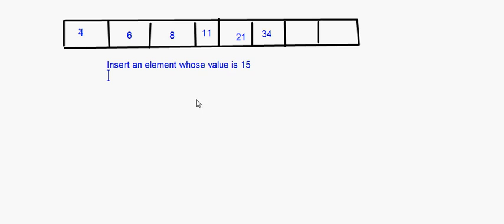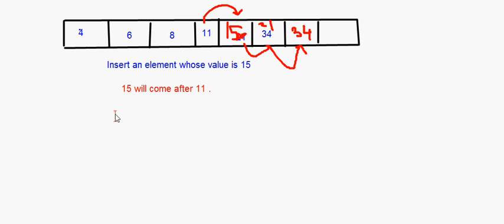Now when we look at this array, we know that 15 is to come in this position. 15 is to come after 11. So when I have to put 15 here, this is the place where 15 has to be put. If I put 15 here, then this 21 and 34 have to be shifted like this. This will go here and this has to go here. Only then will this space become empty. So this 21 should come here, and this 34 should come here. Now this space is free, and I can put this 15 here.